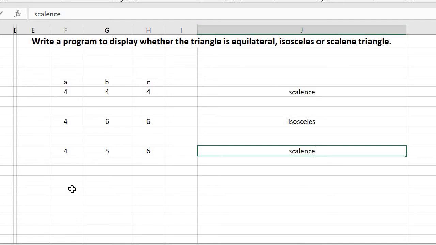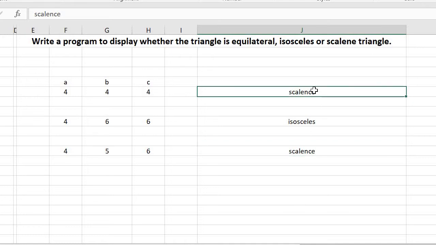So now how are we going to achieve this? I have to enter three sides of a triangle and the system should tell me whether this particular triangle is a scalene triangle, an equilateral triangle, or an isosceles triangle. So how are we going to do that? By the way, I have written scalene over here, but in actual it is an equilateral triangle.